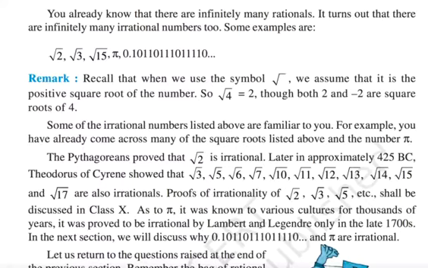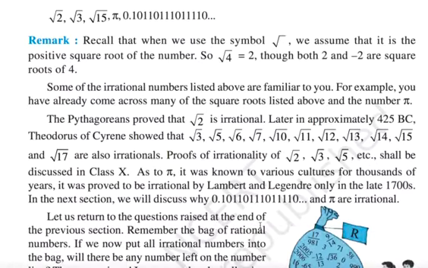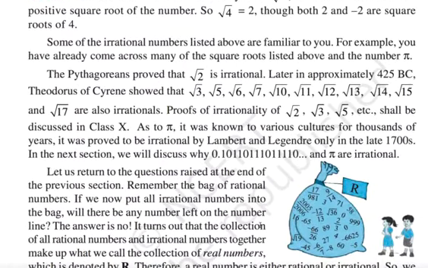Recall that when we use the symbol root, we assume that it is the positive square root of the number. So root 4 is 2, though both 2 and minus 2 are square roots of 4. Some of the irrational numbers listed above are familiar to you. For example, you have already come across many of the square roots listed above and the number pi.